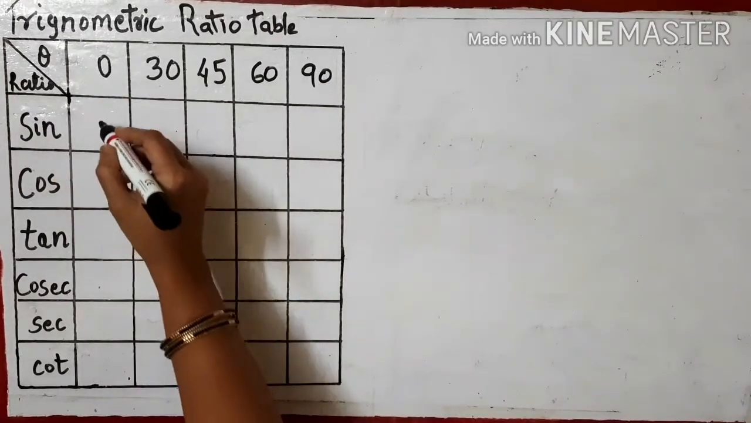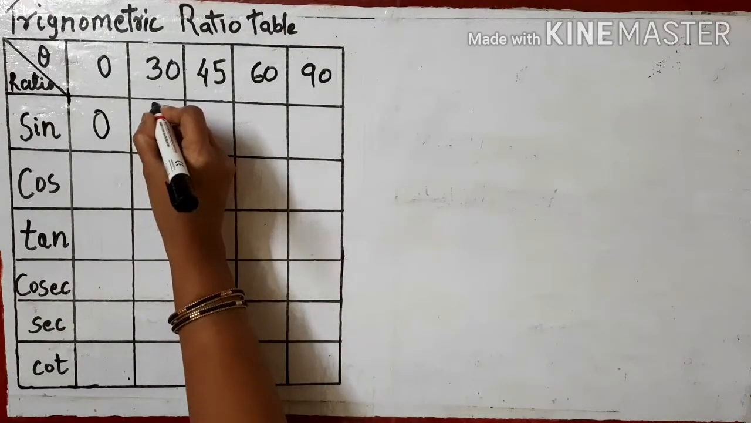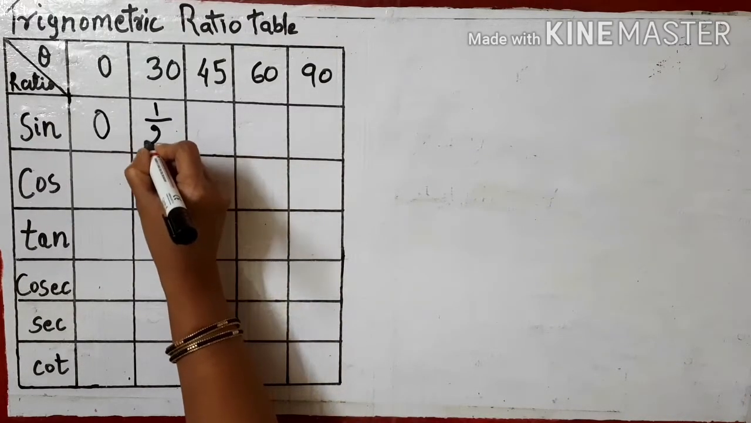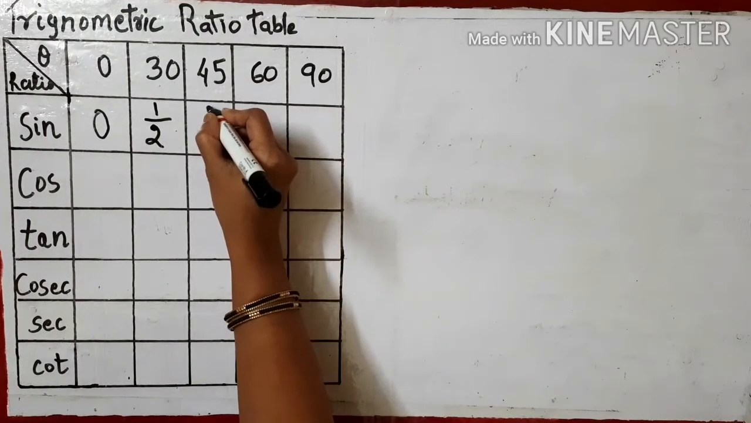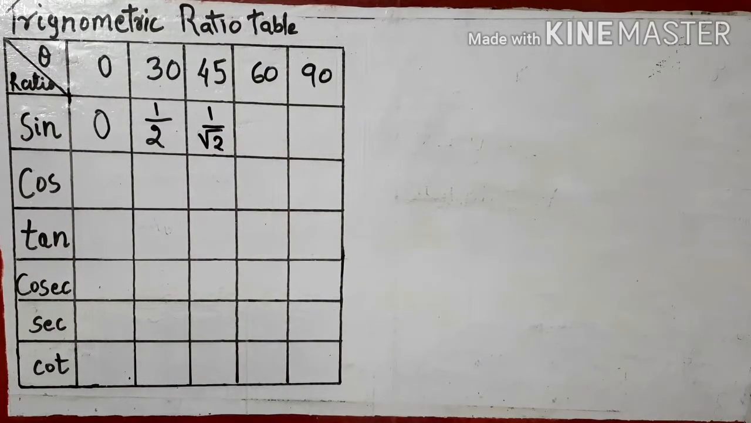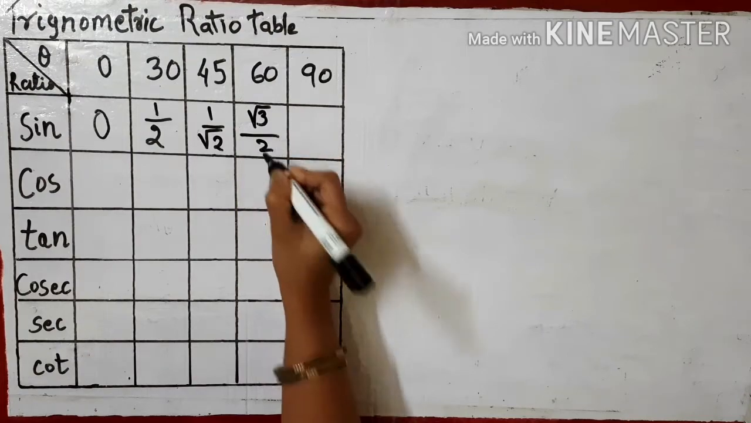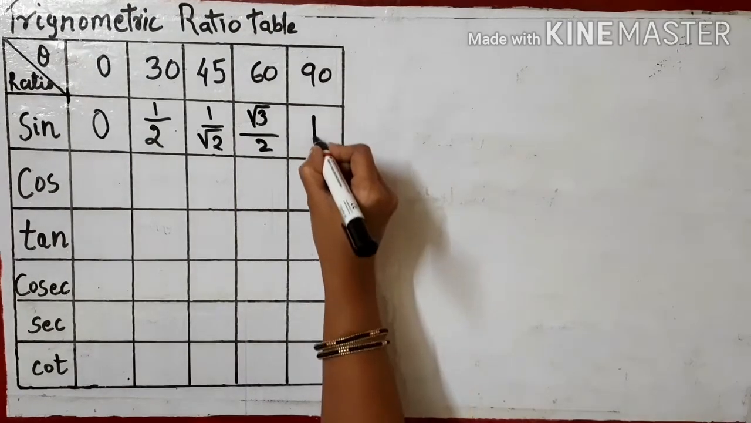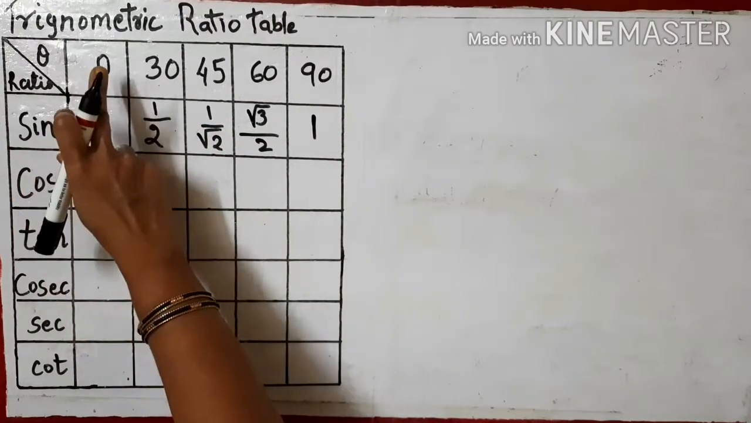Sine of 0 is 0. Sine of 30 is half, that is 1 upon 2. Sine of 45 is 1 upon root 2. Sine of 60 is root 3 by 2. And sine of 90 is 1. So these are the values of first line sine ratios.